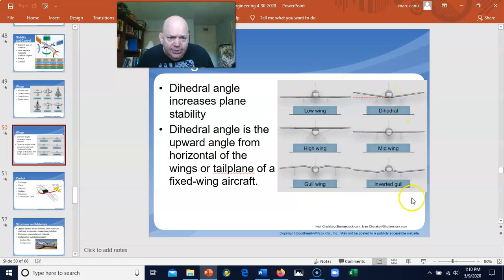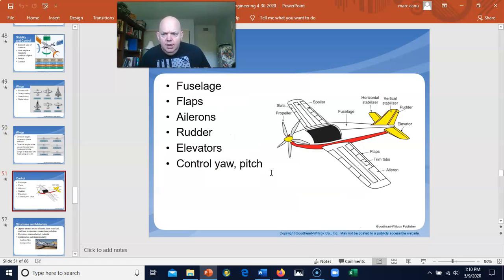So you can look at the differences here. And again, this is designs. Everything has their pluses and minuses on this. Okay. Control, the fuselage, the flaps, the ailerons, the rudder, the elevators, and the control yaw, the pitch. All those things are important when you're looking at your basic plane design.